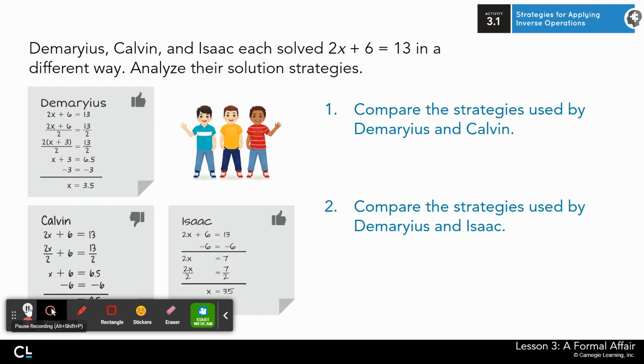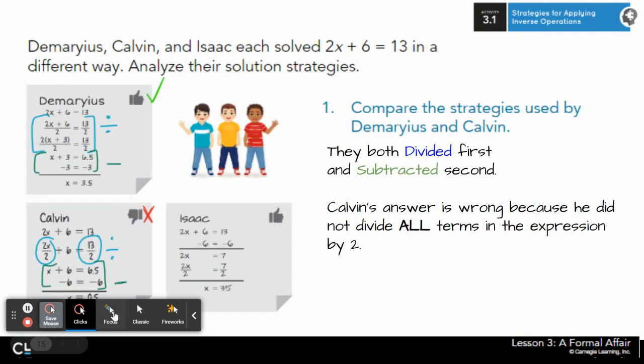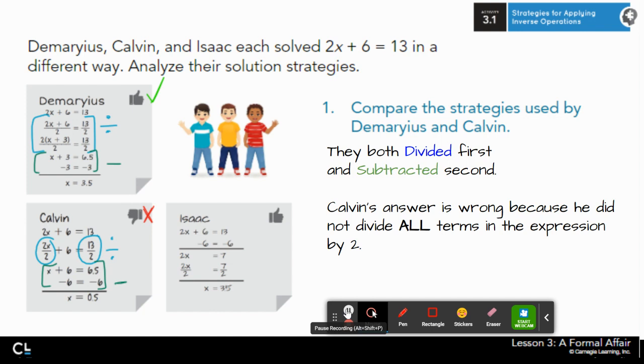Alrighty, now that you've had some time to work, let's go over number 1 first. So we were to compare Demarius and Calvin. When you looked at their work, you could have seen that they both divided as their first step and they subtracted second. However, Calvin's answer is wrong because he did not divide all of the terms in the expression by 2.